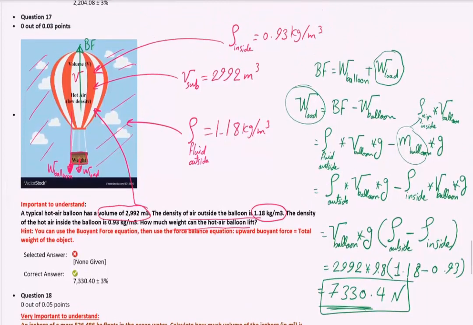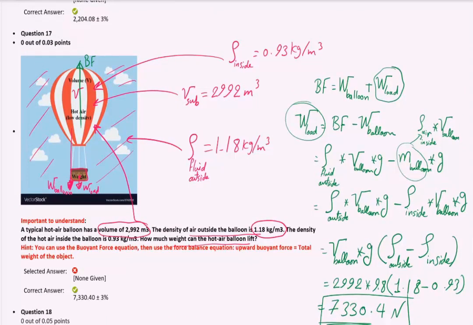Okay? So again, I applied the balance equation. The force upward, which is the buoyant force, equals the loads, which is the weight of the load plus the weight of the balloon itself. The weight of the load is the one I'm searching for, while the weight of the balloon is the mass of the air inside the balloon times gravity. The mass of the air inside the balloon equals the volume of the balloon times the density of the air inside the balloon, as we did here.